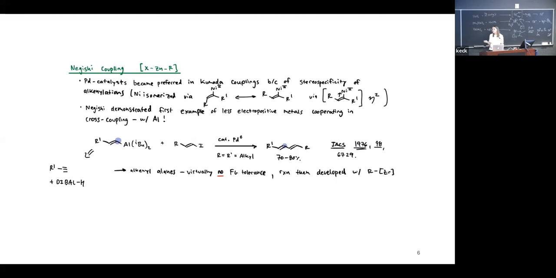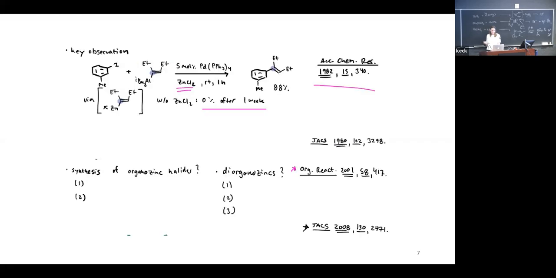Unfortunately, these aluminum reagents have very poor functional group tolerance. So that's why they moved away from this to zinc. And a key observation that they made was that when they tried to do this coupling with an aryl iodide, they did not observe any product unless they added zinc chloride. So after a week, this poor student still had 0% in his reaction, and then they added zinc. It was done within 1 hour at room temperature.